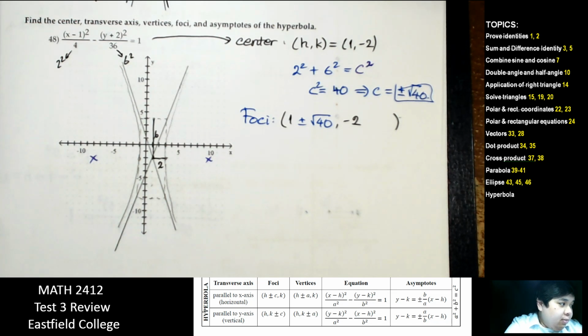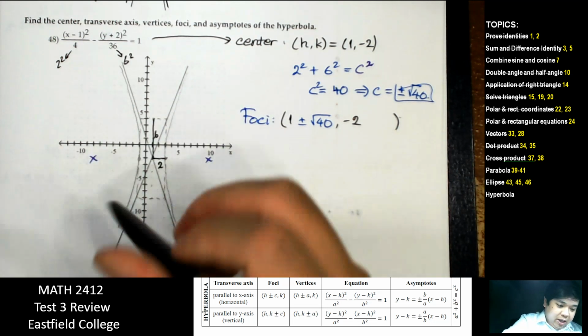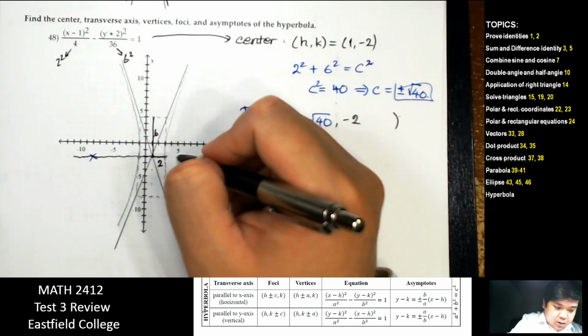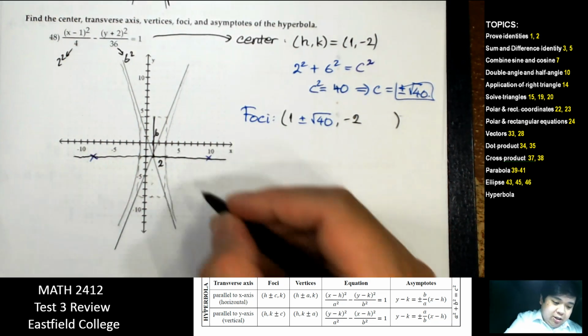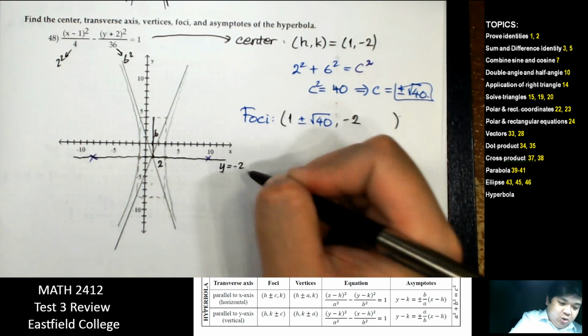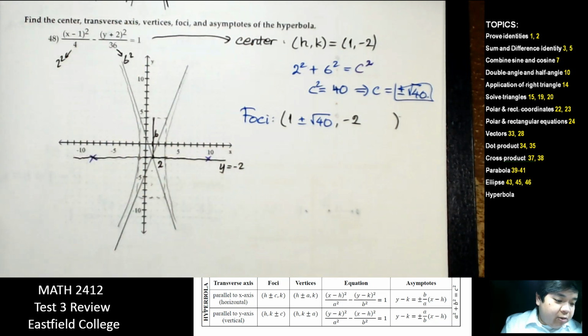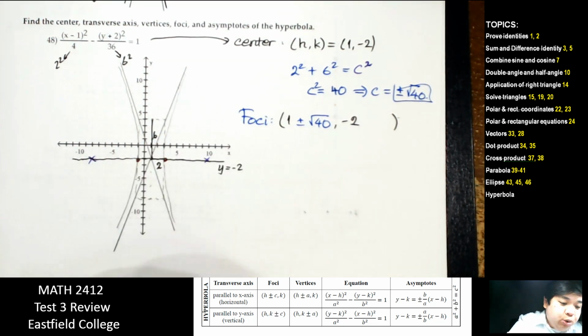Right. Next, the transverse axis is going to be this. So we say this is going to be y equal to -2 is the transverse axis. Right. Next we have the foci. We have vertices. Vertices, the distance we go 2 units to the left, 2 units to the right.